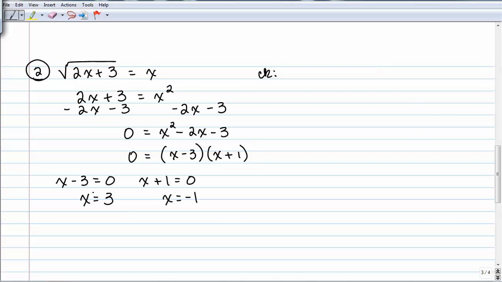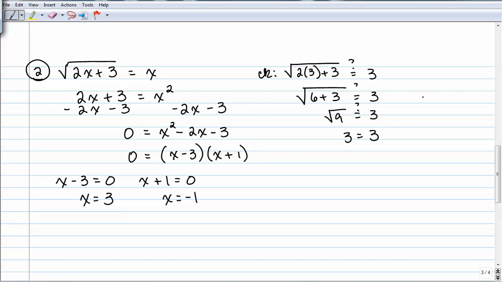So let's start by plugging 3 into my original equation. Is the square root of 2 times 3 plus 3 equal to 3? Is the square root of 6 plus 3 equal to 3? Is the square root of 9 equal to 3? Indeed it is. 3 equals 3. So that answer checks. So one of my answers is x equals 3.